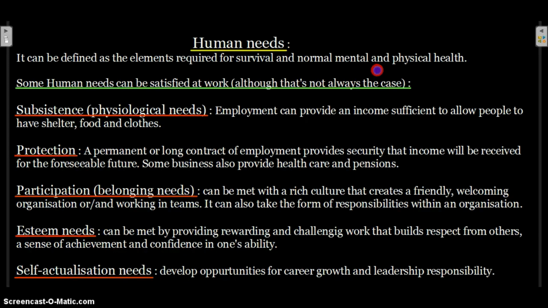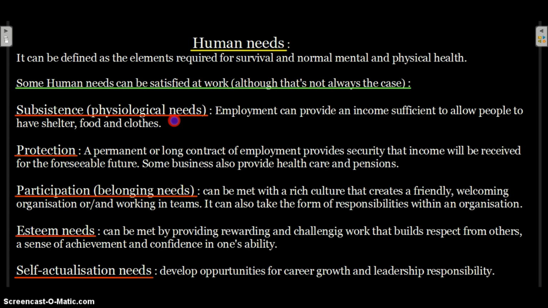Now, of course, there are a lot of human needs, and not all can be satisfied somehow, but there are some human needs that can be satisfied at work. Although that's not always the case, sometimes even these needs cannot be satisfied due to some other issues, but generally, these needs can be satisfied at work. So, what are these needs?